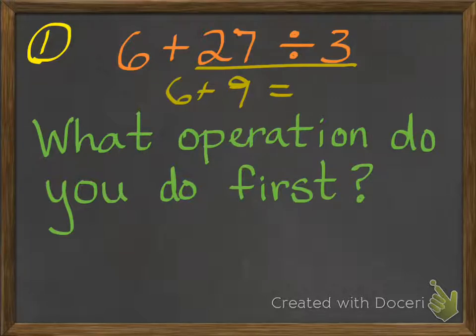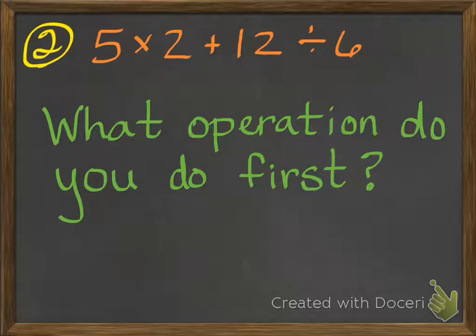This is called simplifying the problem, simplifying the operation or the problem. We're simplifying it, we're breaking it down and finding what the answer is. And now 6 plus 9 is 15. So we've simplified it to its most simple form, 15.